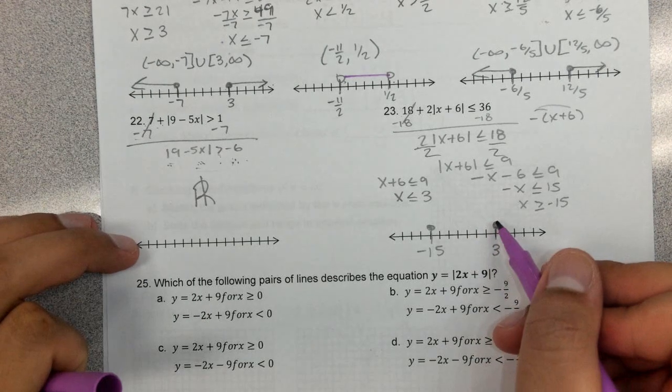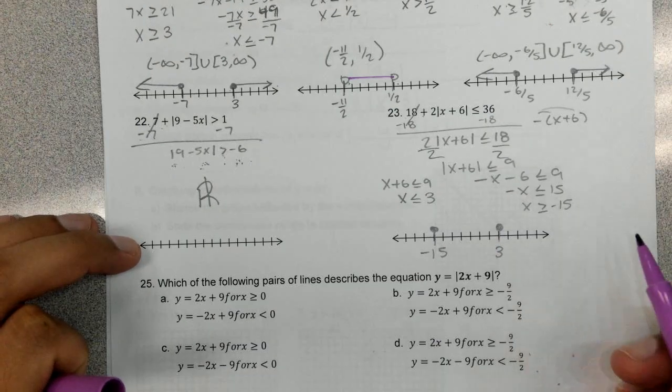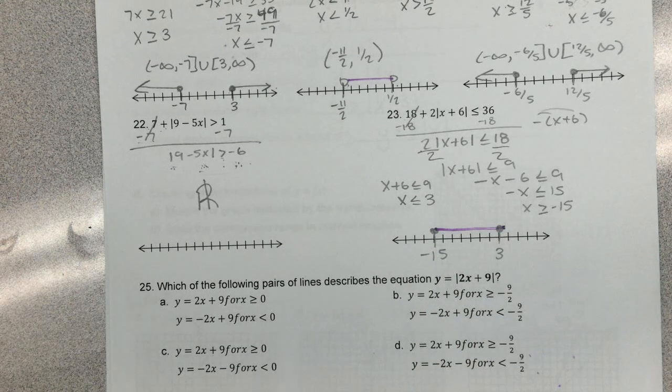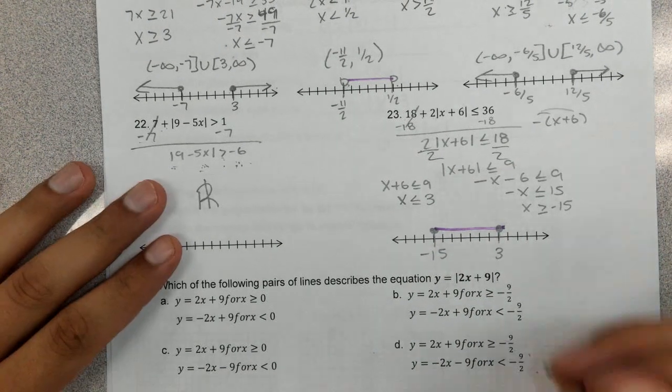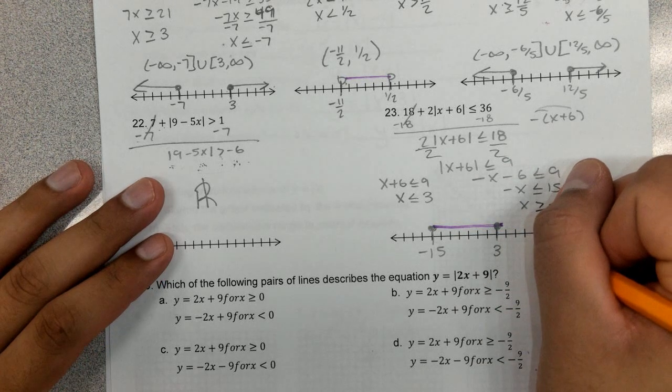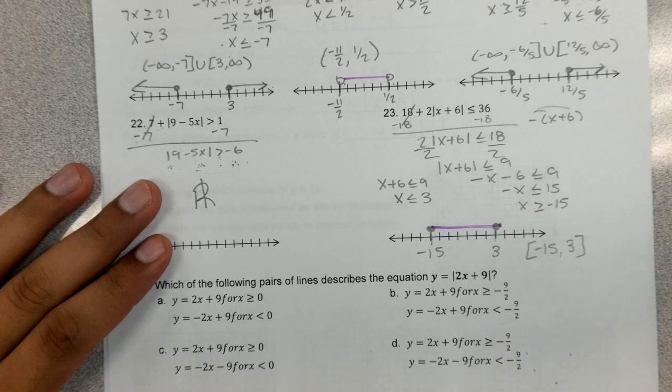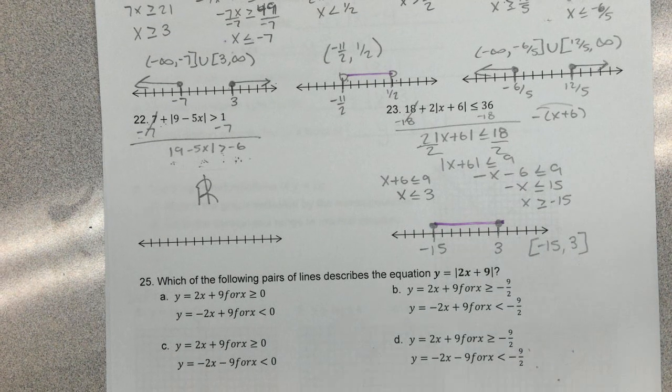Alright, so everything less than negative 3 is on the left side. Everything greater than or equal to negative 15 is on the right side. So everything falls in between. So our solution set would be from bracket negative 15, comma 3, and then close with a bracket.